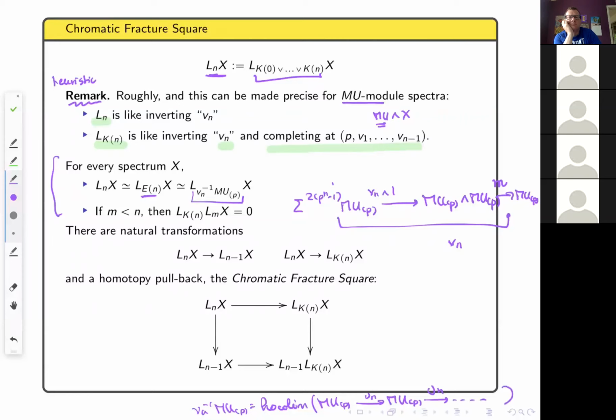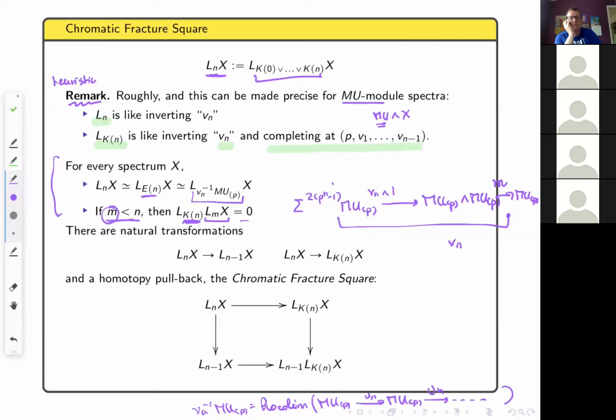All right, so then another fact that's true is that, remember these things, the K0 up to Kn, they're like orthogonal to each other. So if you localize something which was Lm local for m less than n, then you'll get 0, okay? So that's another piece of these orthogonalities of these localizations.